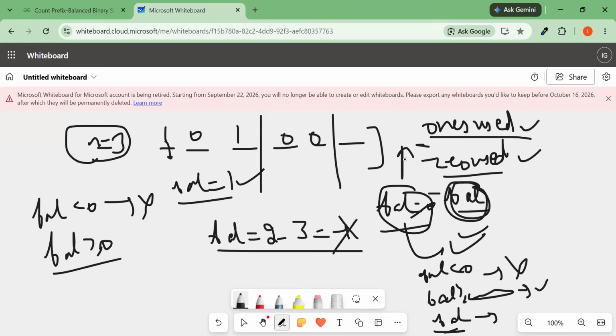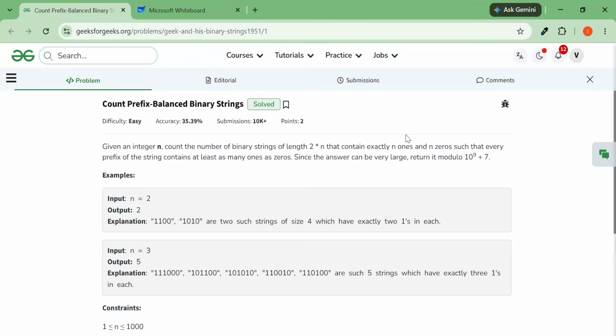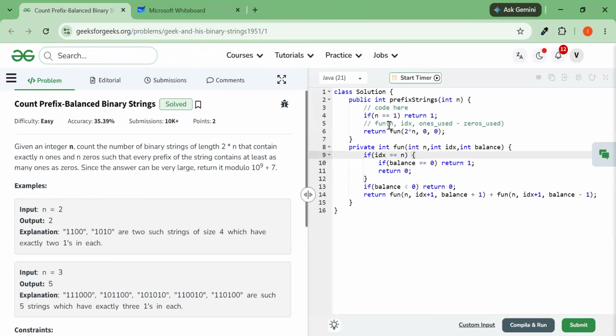If balance is not 0 at the last index, it means you have used more ones than zeros, but you must use the number of ones equal to the number of zeros. So balance must be 0 at index n. In a similar fashion, I will write the Java code. If you are comfortable with Java, you can refer to this, otherwise you can take reference of this code.